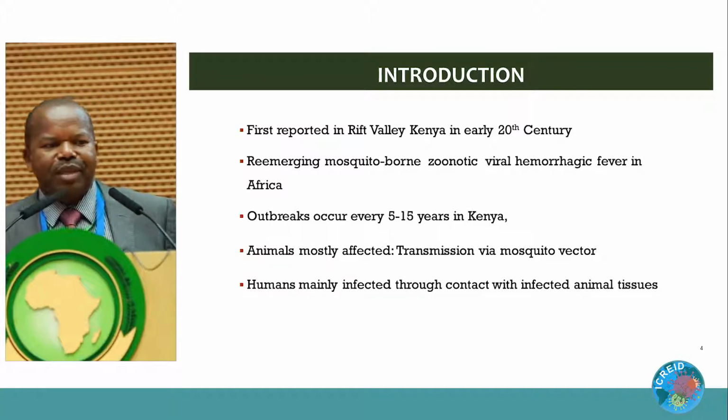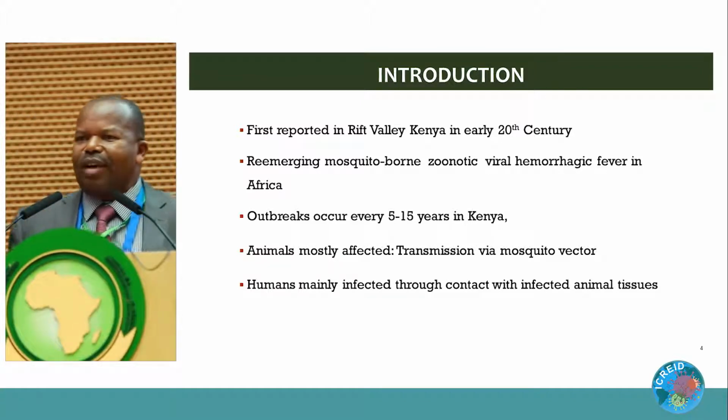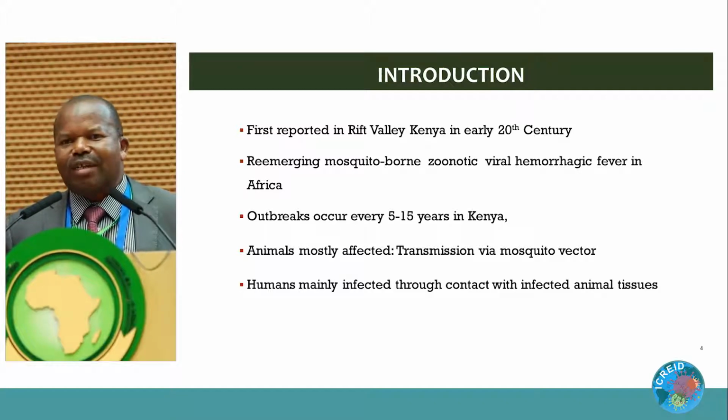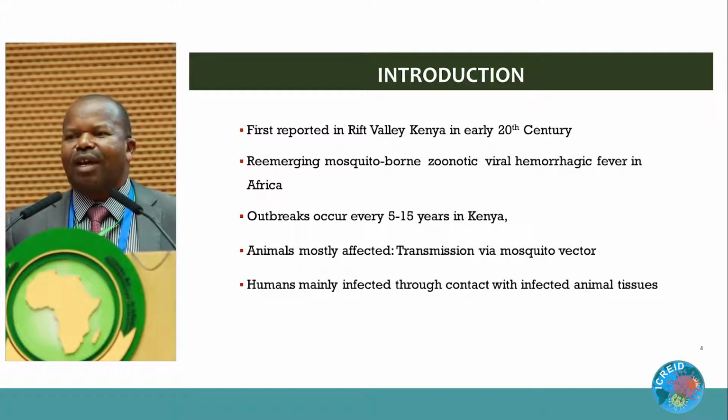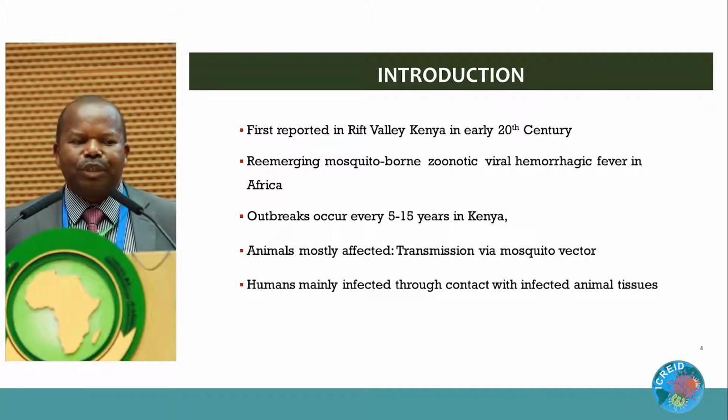This is just to inform you that Rift Valley fever was first identified in Kenya about a century ago, but it has been recurring every 5 to 15 years. We know very well that it is from animal to animal, almost 100% through mosquito transmission. But when it goes to humans, then the story is different, as you will see in the slides that will follow, looking at the characterization of those who are found to be positive.